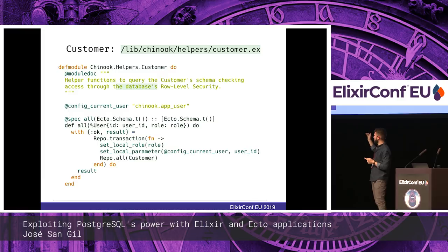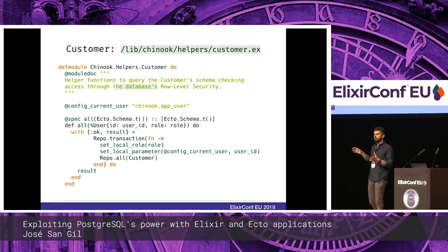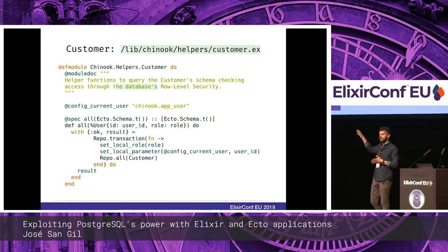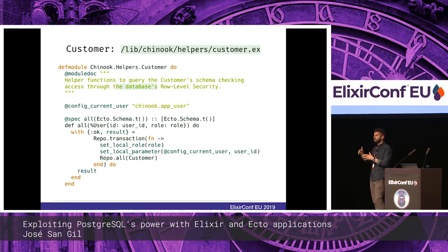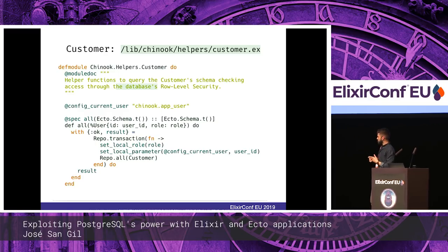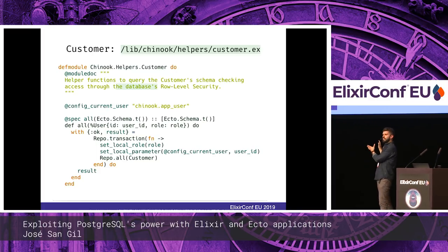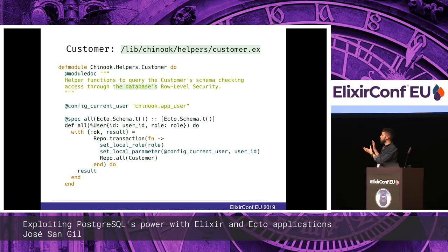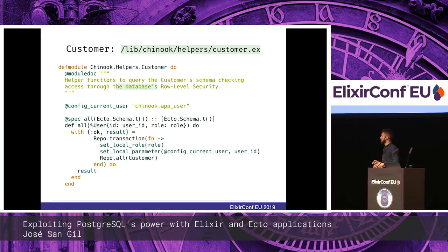So the local role is being obtained from the Ecto user structure. And because the database is using a trigger for this user structure, I'm 100% sure that that role is going to exist in the database. In the case of set local parameter, I'm just setting the user ID, the integer that is related to this specific user. And then finally, I'm just executing a very simple query, which is repo.all customers. So in my Elixir code, I don't have any of the query definition on whether this user could actually see these customers or not. That definition relies now on the database.